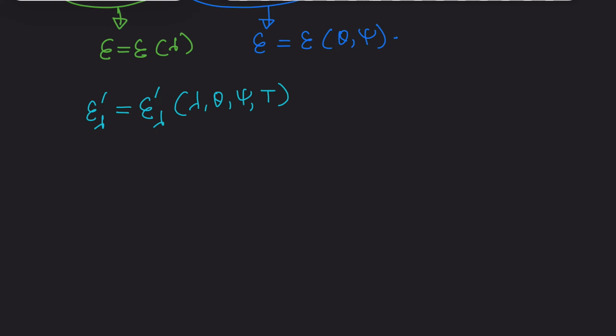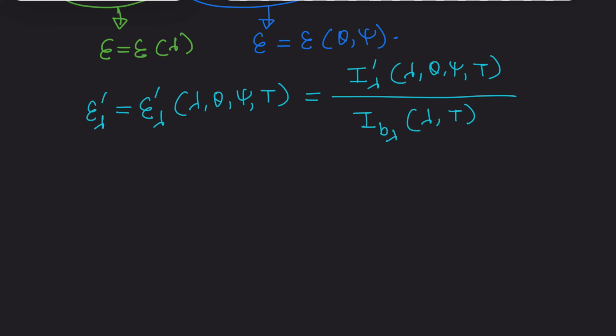It is defined as I of a real surface, which is dependent again on all these things, lambda, theta, psi and T, divided by I of a black body, I_b lambda. Now I can put a dash here, but I know that I_b lambda is not a function of theta and psi.